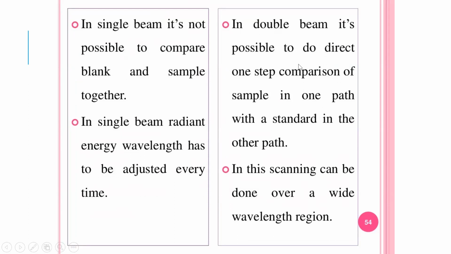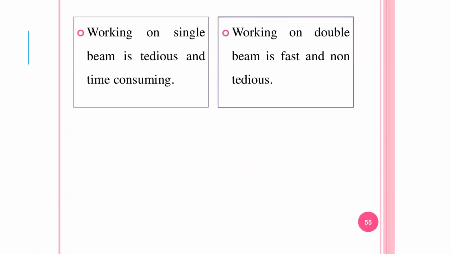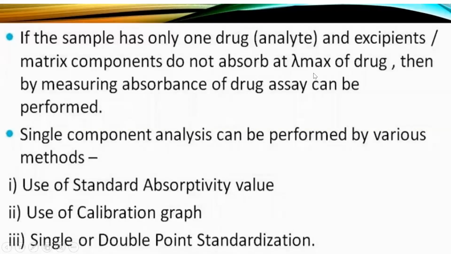In double beam, it is possible to do a direct one-step comparison of the sample in one path and the standard in the other path. Scanning can be done here. In single beam, scanning cannot be done, which means every time it has to be adjusted with the help of a blank. Working on single beam is tedious and time consuming, and working on double beam is fast and non-tedious. So the last topic is applications.